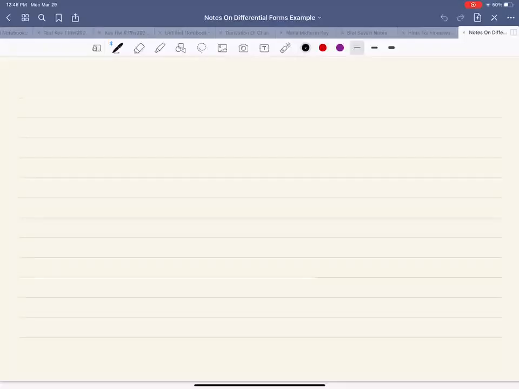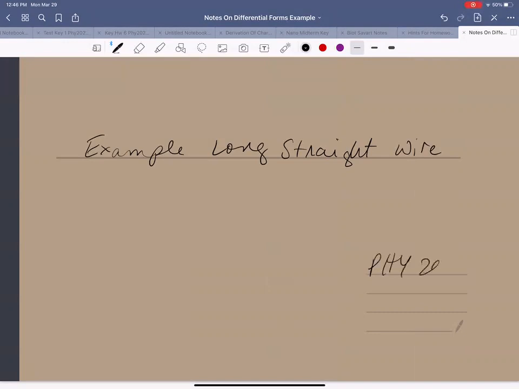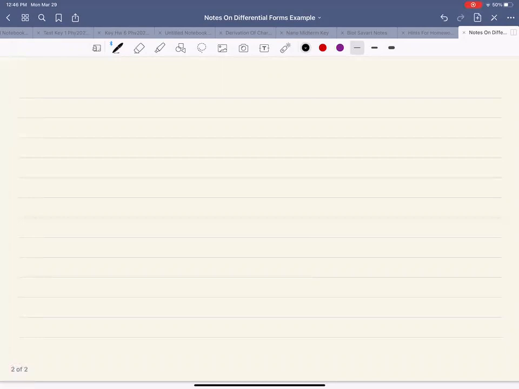Hi there. So in this lecture, I'd like to show you an example for the long straight wire of the differential forms for Gauss's law for magnetism and Ampere's law, and how that all works out. I just want to prove to you that it's true. If I remember correctly, we covered this some time ago.